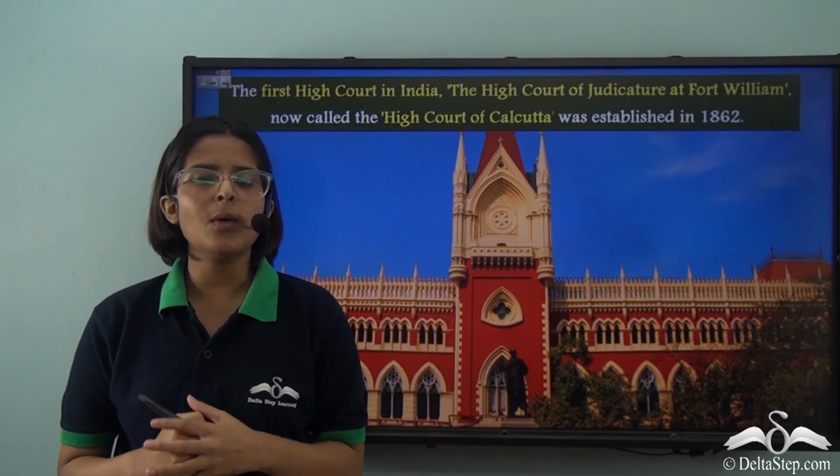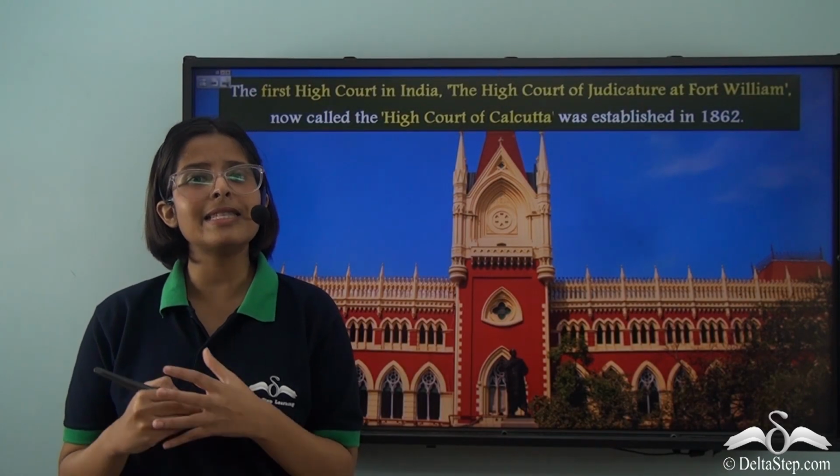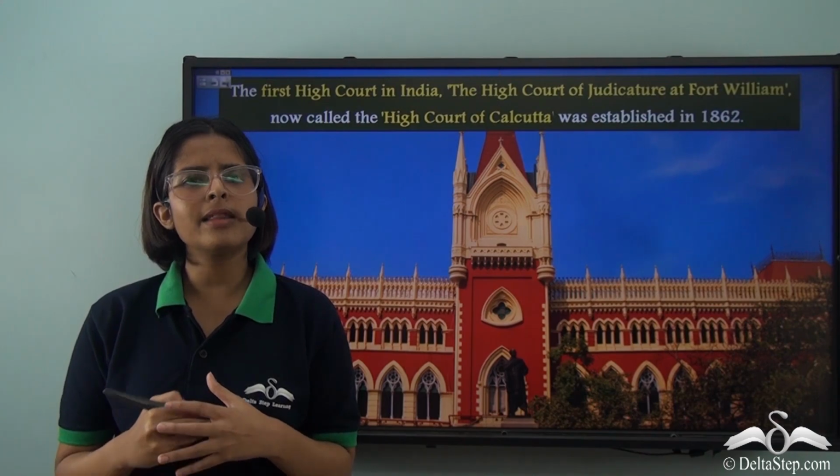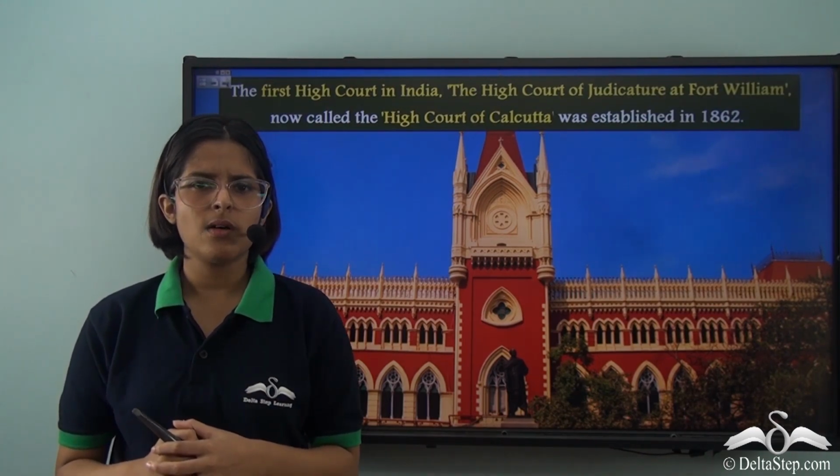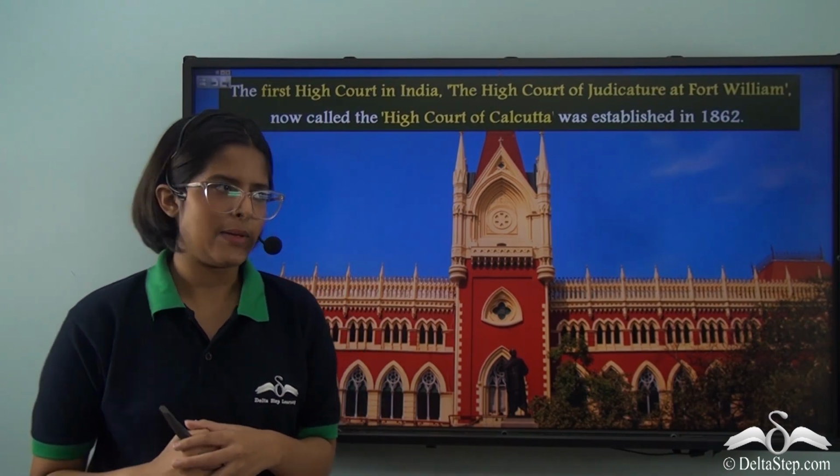At present in India we have 29 states and 7 union territories, but there are only 25 High Courts. Why is that so? Let us see.